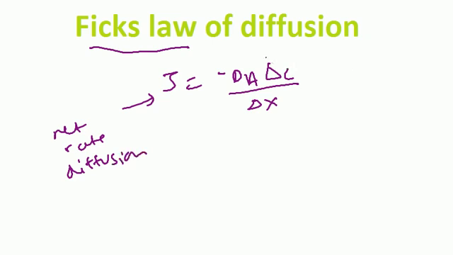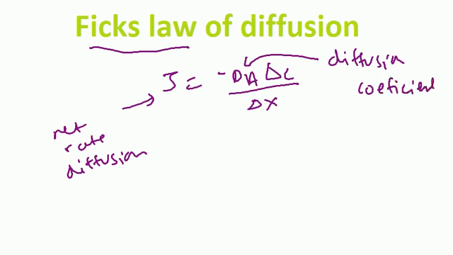Then D stands for the diffusion coefficient. Then A stands for the cross-sectional area of the membrane.